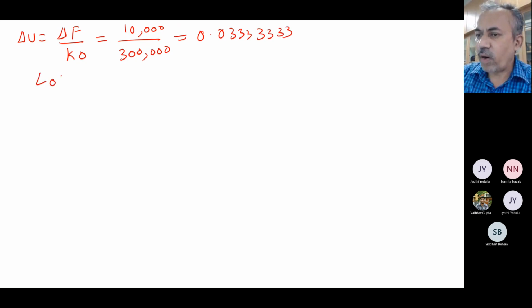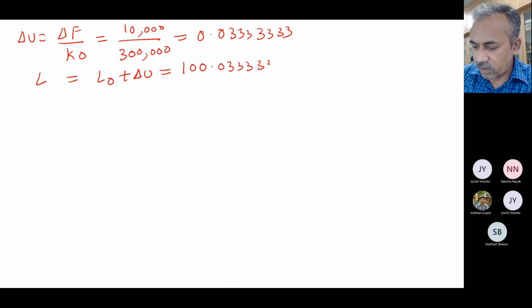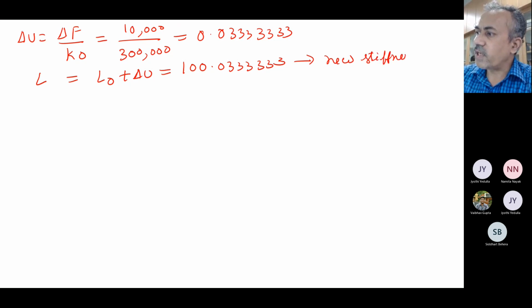Now you find out the deformed length. L is equal to L naught plus delta u. So this turns out to be 100.03333. Now once you have got this expression, you find out once again the new stiffness. So you calculate the new stiffness, and then you have to repeat the entire system itself. So this is how we have to calculate basically.